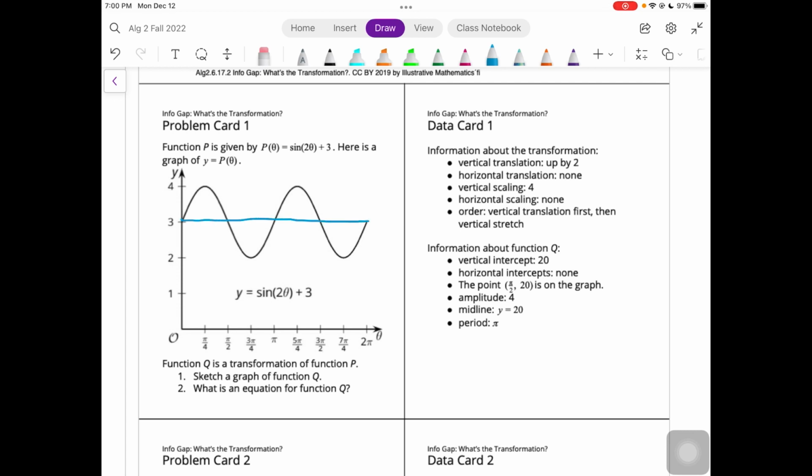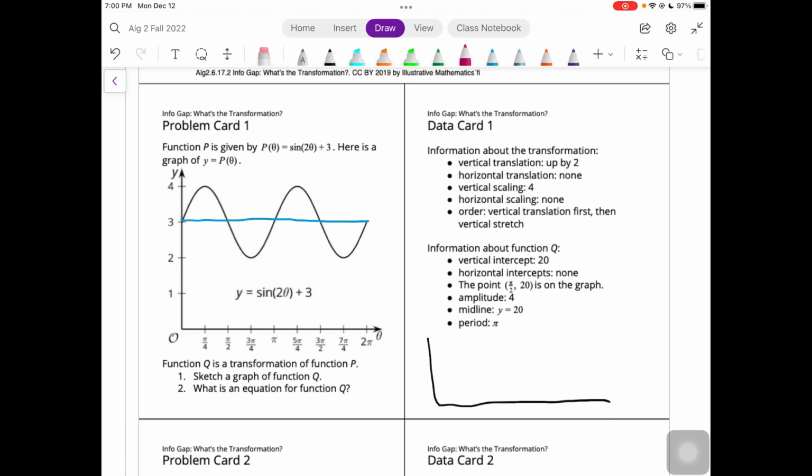All right, so let's take a look at the information that we know. We'll start with the graph. And so here is our grid. Okay, so it's a vertical translation up by 2 units, no horizontal translation, vertical scaling of 4, no horizontal scaling, and then it says we translate first and then stretch. So the first thing we're going to do is move it up by 2.